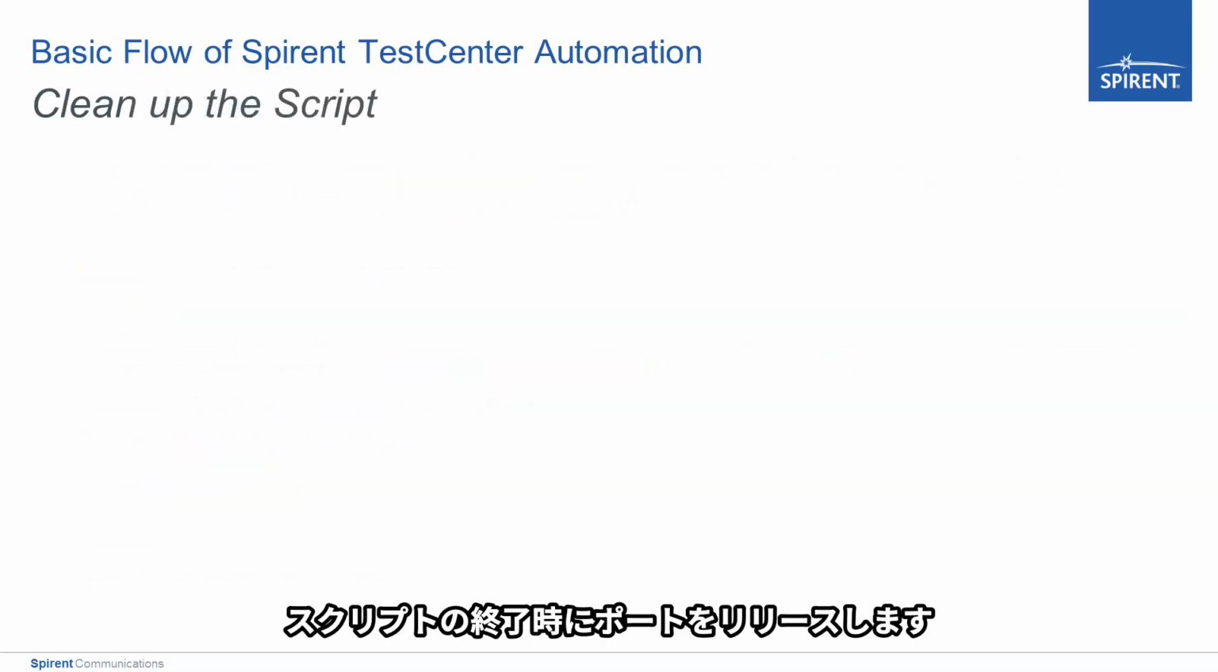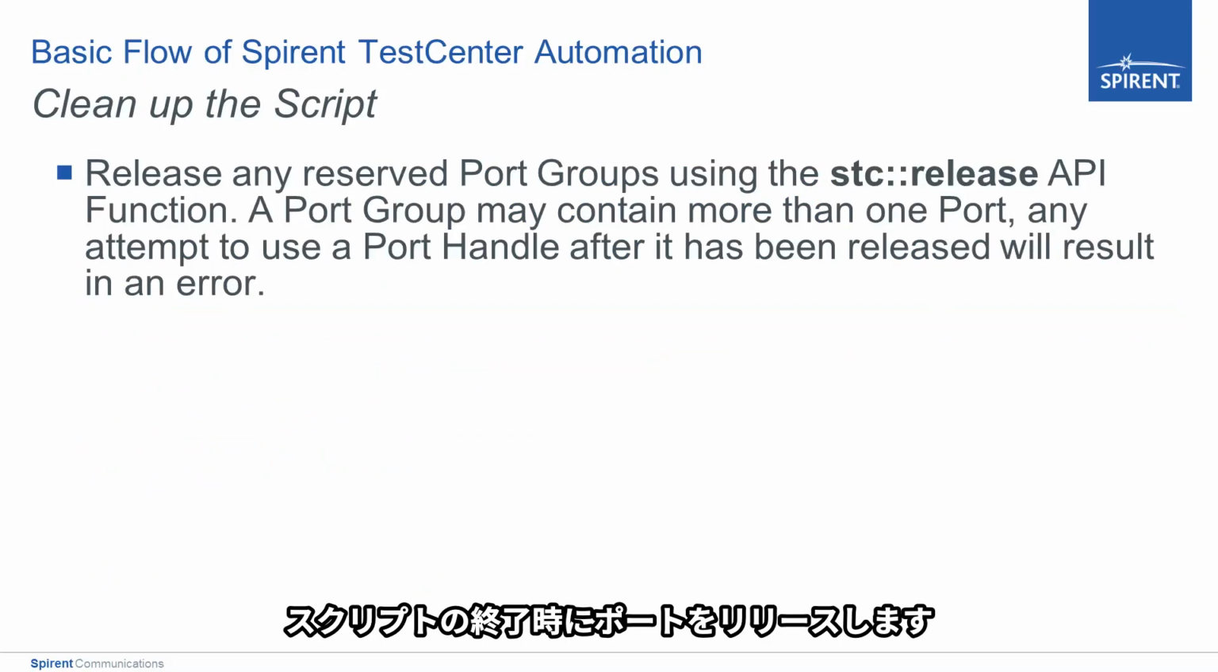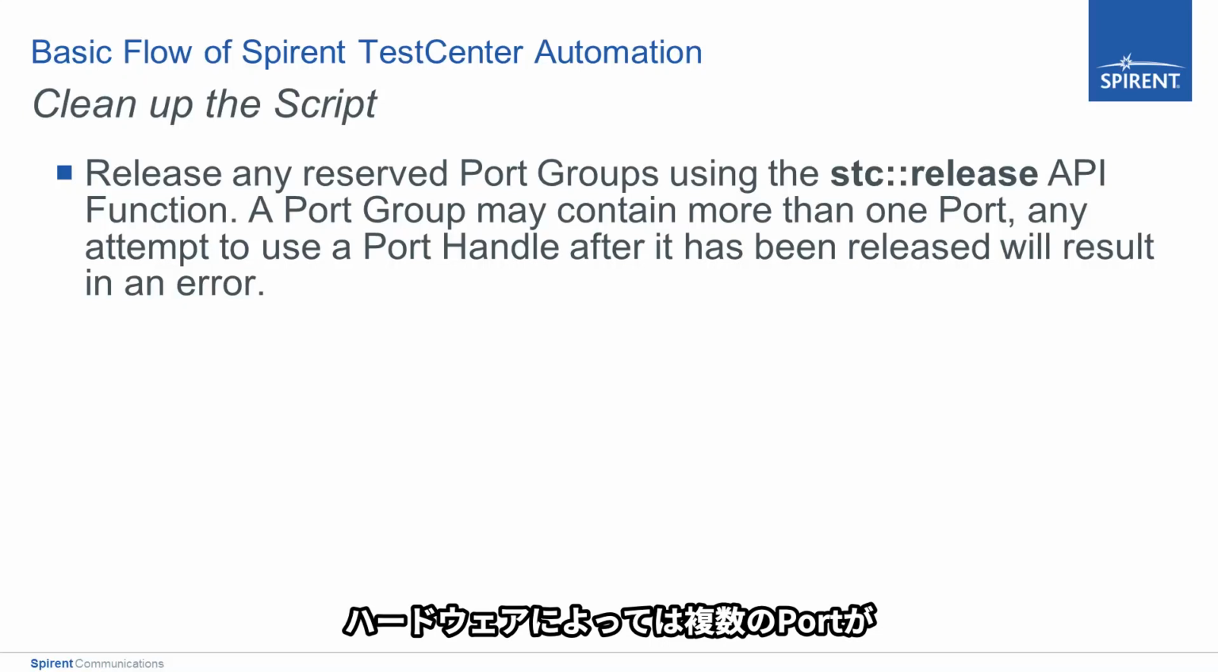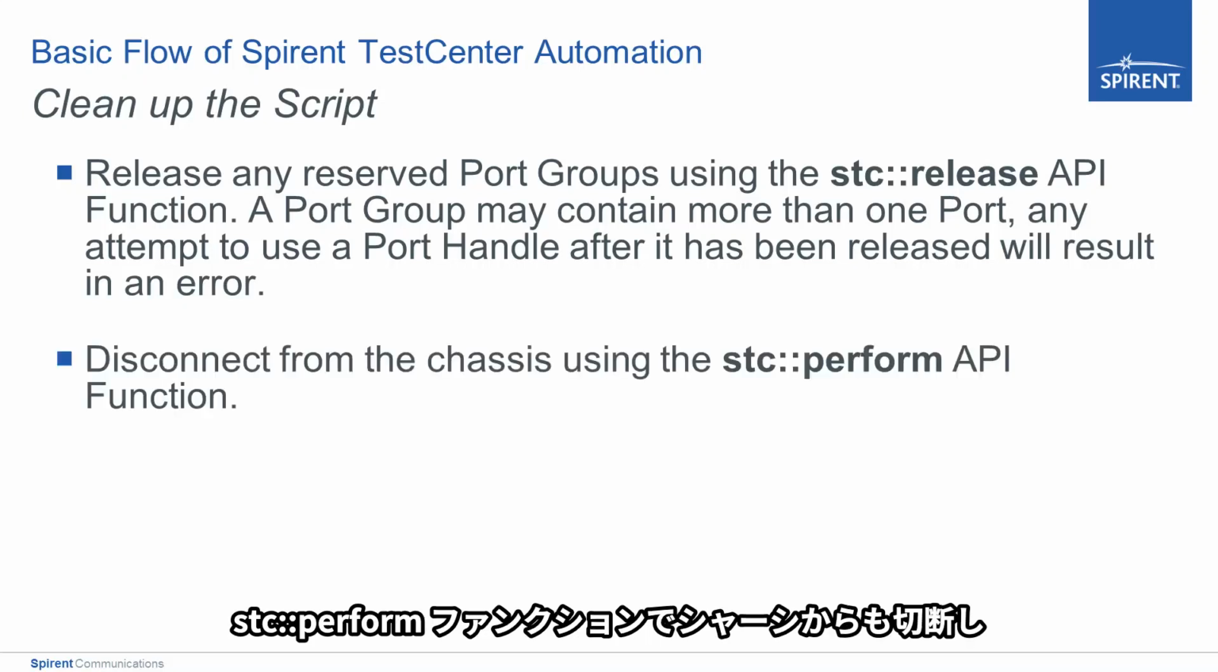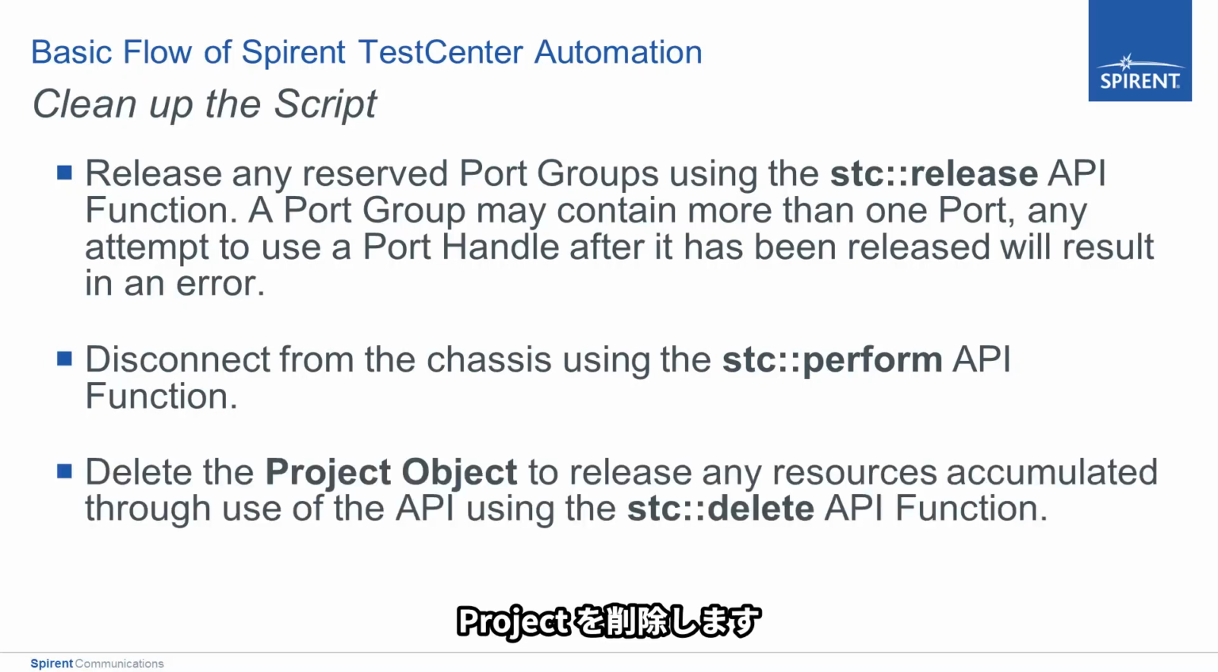We've run the traffic, we've gathered the results, now we must clean up the script. We will release any reserved port groups using the STC release API function. Port group may contain more than one port. Any attempt to use a port handle after it has been released will result in an error. We will disconnect from the chassis using the STC perform API function, and then you will have to delete the project object to release any resources accumulated through the use of the API using the STC delete API function.